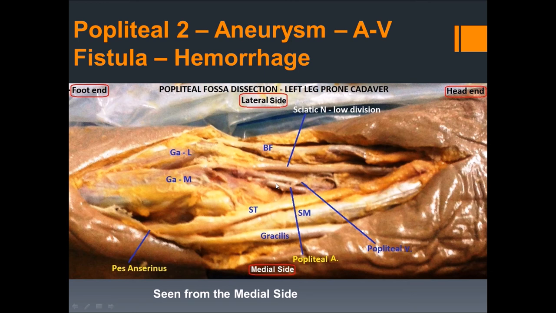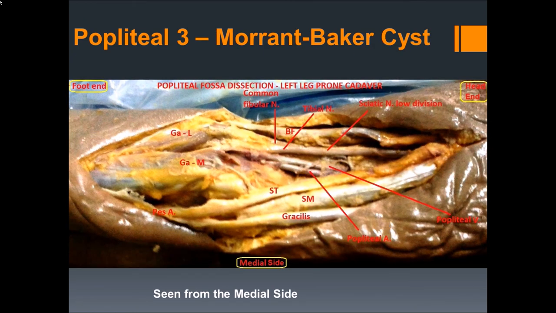And finally, let's take a look at this condition, which is referred to as the popliteal cyst, also called the Baker cyst or the Morrant-Baker cyst, named after the person who described it first. Here, the underlying condition is something totally different compared to what we have discussed earlier. Here, the person is suffering from chronic synovitis and chronic knee joint effusion, and there is always an underlying component of osteoarthritis of the knee joint.